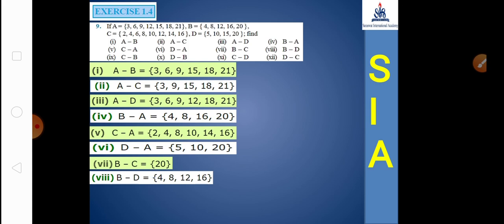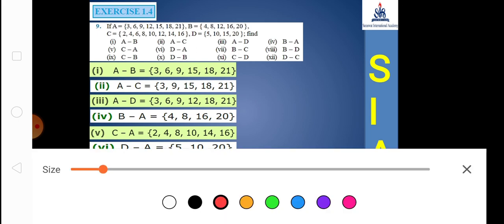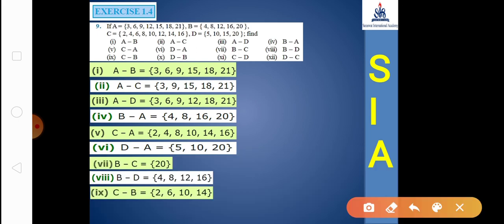And eighth one, B minus D. So the elements of D are subtracted from the elements of B. Next, ninth one, C minus B. So the elements of B are subtracted from C, and your answer belongs only to C. Students, always mention the answer belonging to the first set. Here also, all answers belong to our first set.